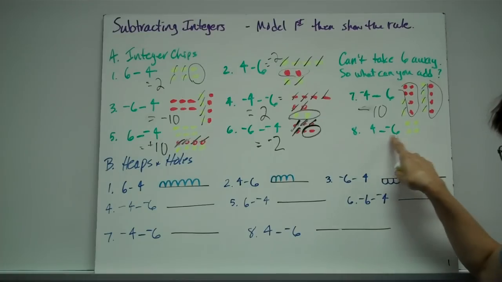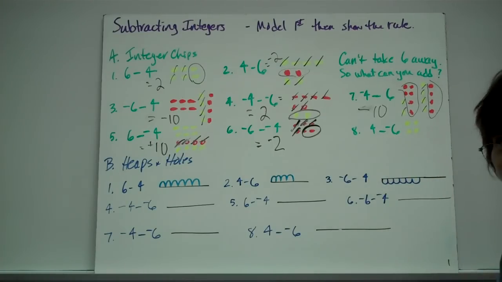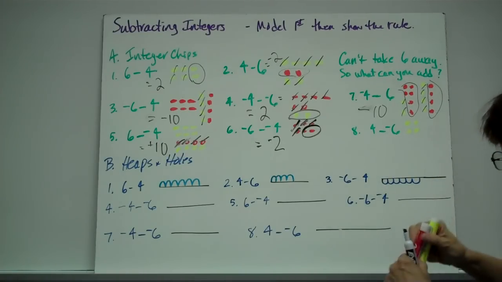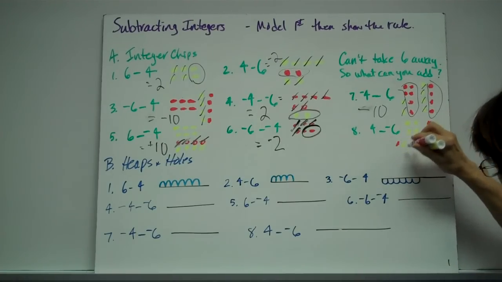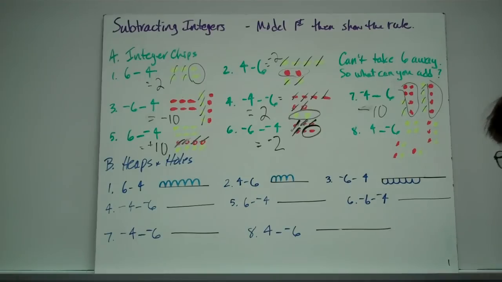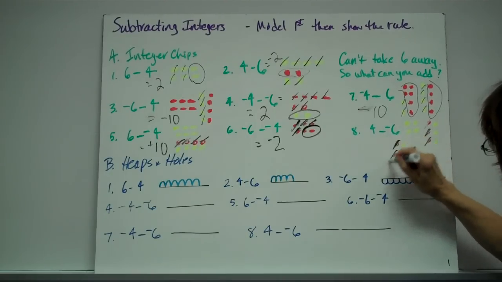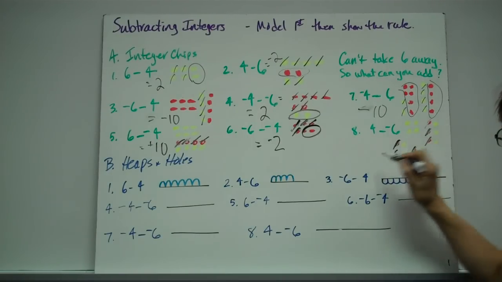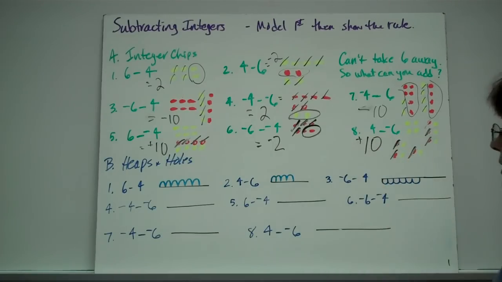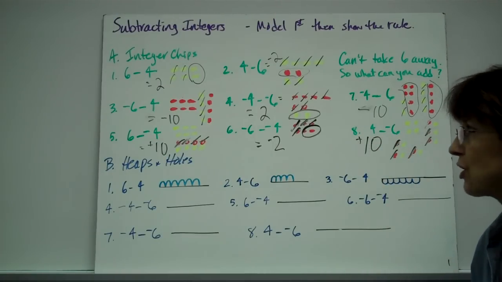I've got 4 yellows, and I've got to take away 6 reds. So same thing, I don't have any reds at all. So now I've got to add 6 zero pairs. 1, 2, 3, 4, 5, 6 zero pairs. And I've got to take away 6 reds. So I've got to take away all the red chips I just put on. 1, 2, 3, 4, 5, 6, and I'm left with 1, 2, 3, 4, 5, 6, 7, 8, 9, 10 yellow chips, so it's going to equal positive 10. Okay, that's with the chips.